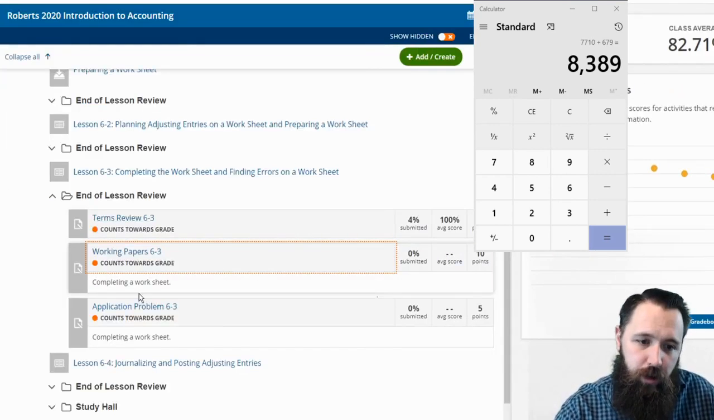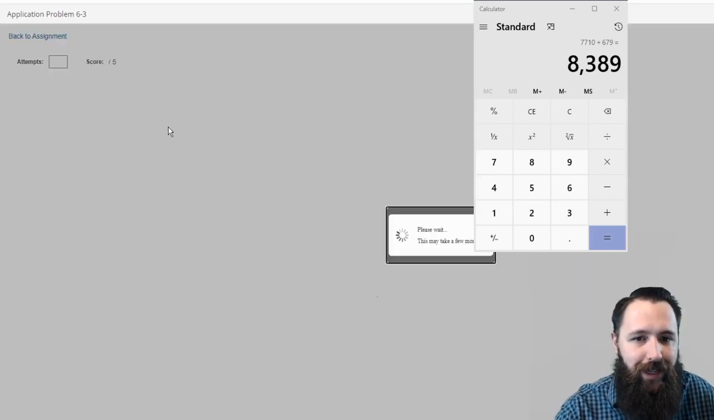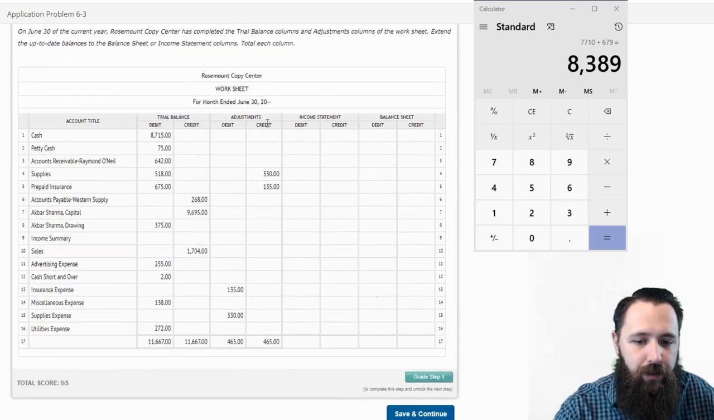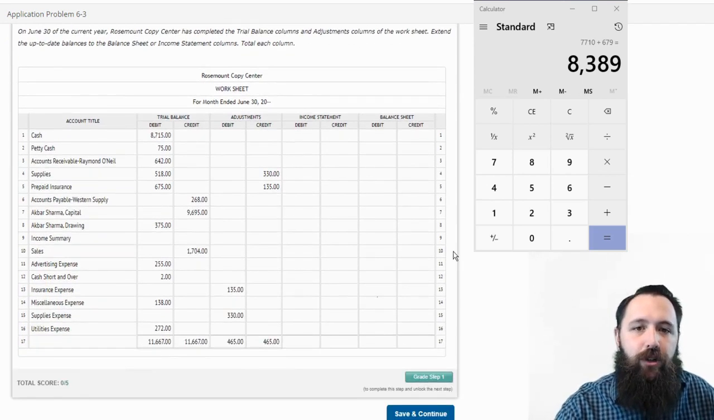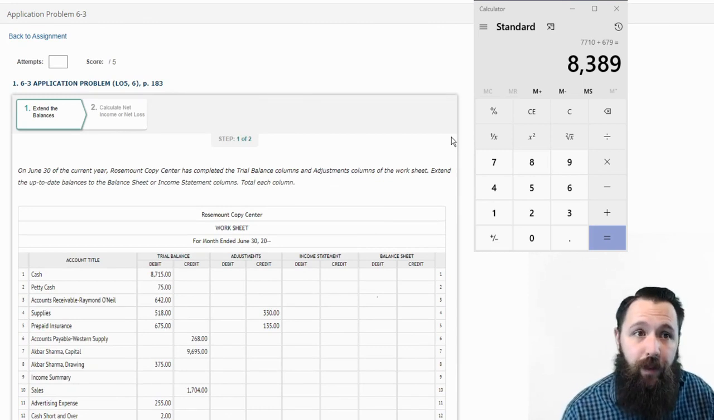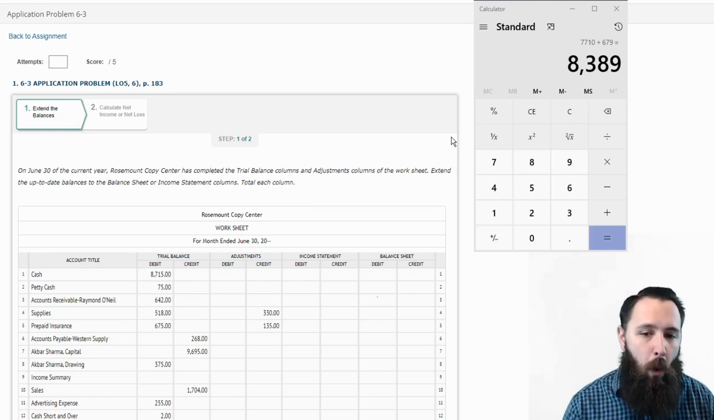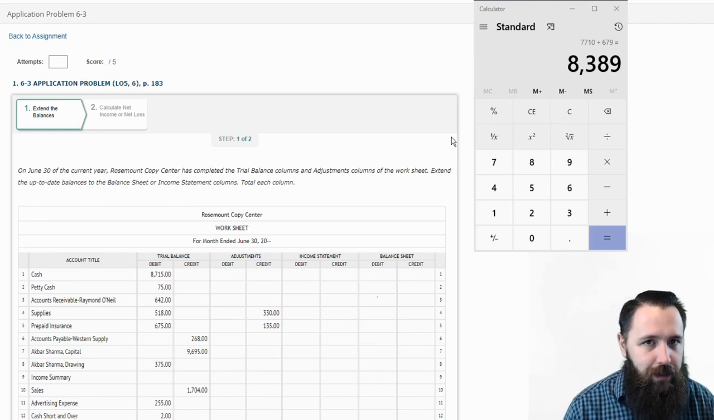Make sure that you do the terms review for this as well and the application problem. The application problem is exactly the same. Okay, same stuff. Make sure that you're watching out for net loss versus net income, and that you can calculate out what a net loss is, and that you know that if it's a net loss, you're going to record it as a credit instead of a debit.